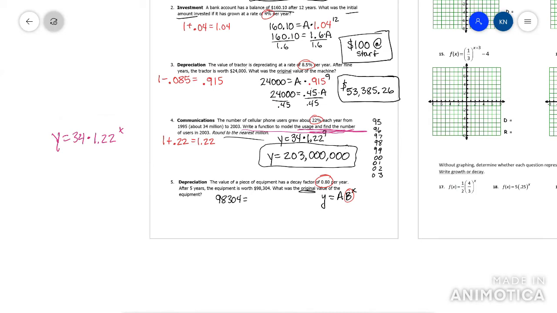98,304 is your Y value. You don't know your start. You know your B value is 0.8, and then it says 5 years. So give 0.8 to the power of 5 a value. It's 0.33-ish.